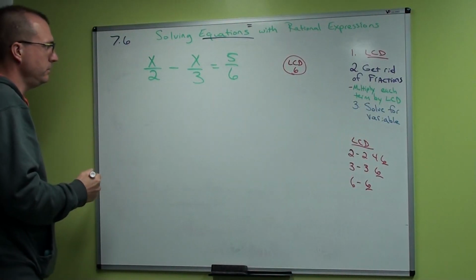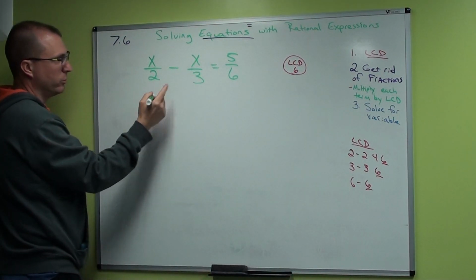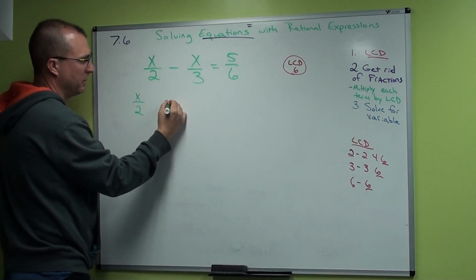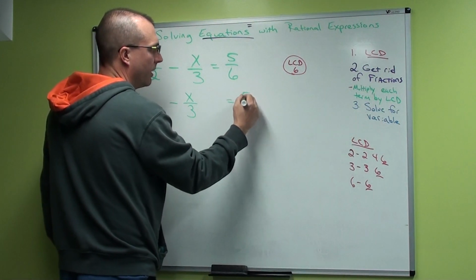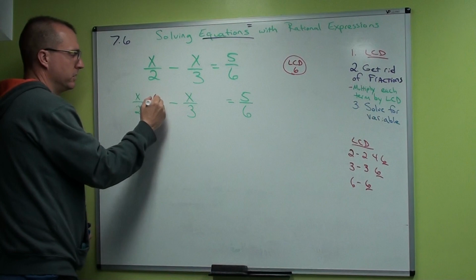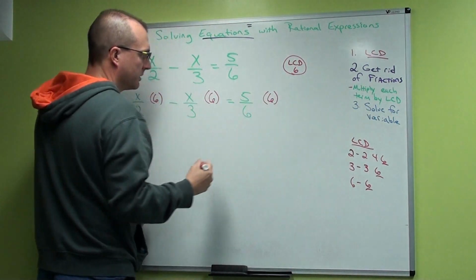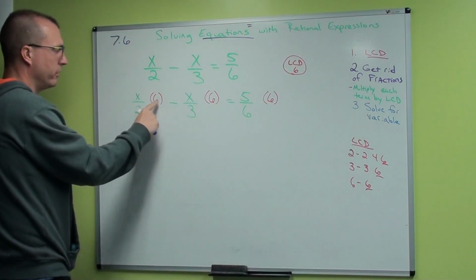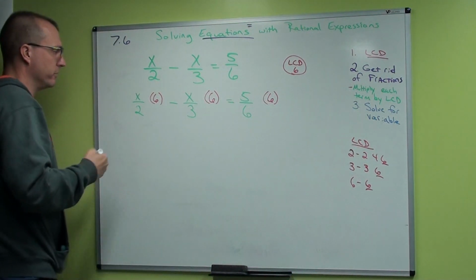Okay. So now I'm going to rewrite my problem with space, with room to multiply by that 6. So I have x over 2 minus x over 3 equals 5/6. I'm going to multiply by 6, 6, 6. Alright, if you're superstitious, don't be. They're not really in order. 6x, 6, 5, 6. So we don't have any problems. Don't worry about that if you're superstitious.